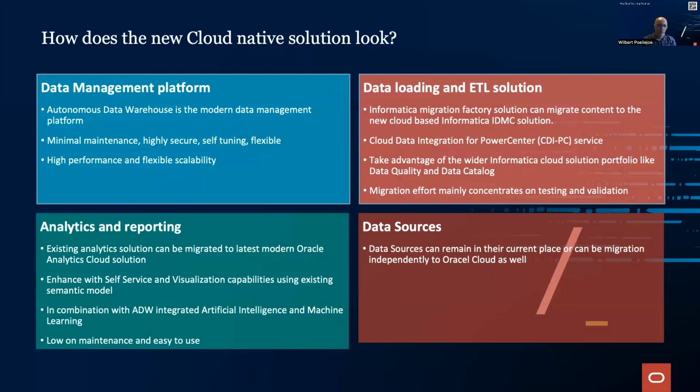For the analytics and reporting, the latest modern Oracle Analytics Cloud platform will be used. It has enhancements and many more capabilities than the on-premise OBIEE solution was having, and it will still leverage the existing semantic model and existing presentation catalog. Also important to mention is that it will work very well together with the Autonomous Data Warehouse, and combined you can use artificial intelligence and machine learning to work with your data in your existing data warehouse. Low on maintenance, as it's a PaaS service, and it's very user-friendly to use.